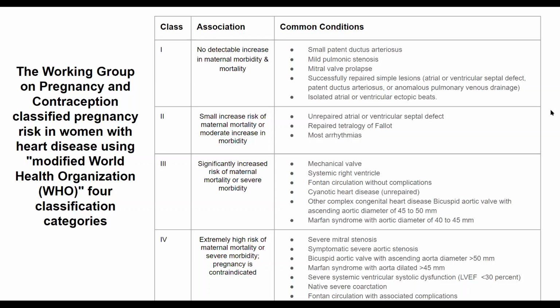And then class 2 is unrepaired or a repaired TOF and some arrhythmias. People are getting cardiac care. We know what we're dealing with, and they have a clear plan. When you move on to category 3 and 4, they're supposed to have at least monthly or twice monthly cardiology follow-up and stress testing during their pregnancy.